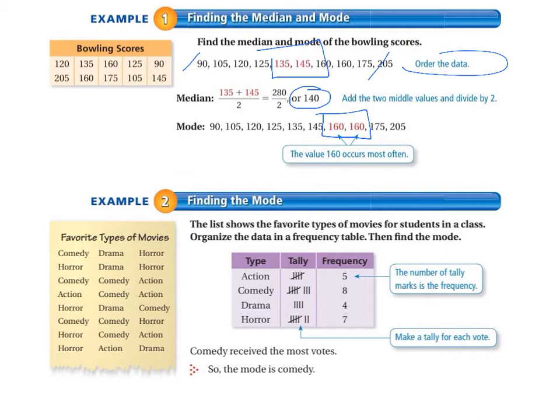Example 2, we're finding a mode that is not numerical. So we look at a frequency table, and this one shows the favorite types of movies for students in a class. And we organized the data in a frequency table, and the number of tally marks is the frequency, and we found the mode. So since comedy got the most votes, comedy is the mode.